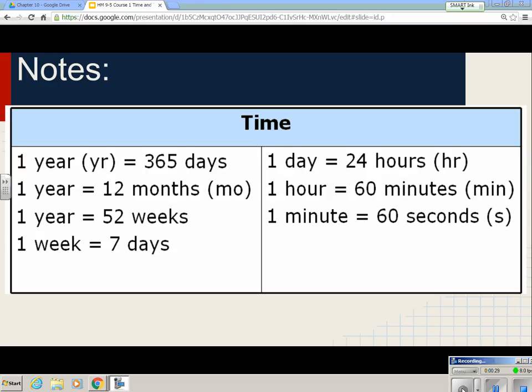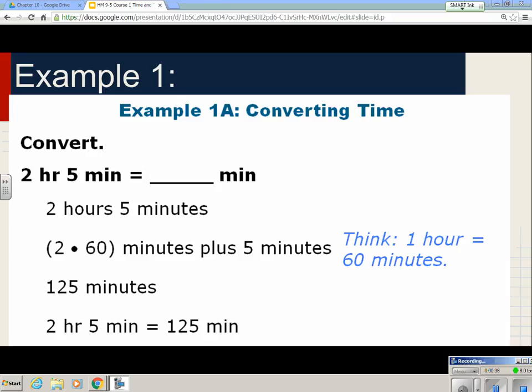Okay, now we have some notes. Make sure you get this into your notebook. Now we've arrived at our first example, where we are going to convert 2 hours and 5 minutes into just minutes. So we think, well, 1 hour is 60 minutes. So 2 hours would be 60 times 2, which is 120. But we still have those minutes left over, so we just simply add that on because it's already in minutes, getting our answer of 125.